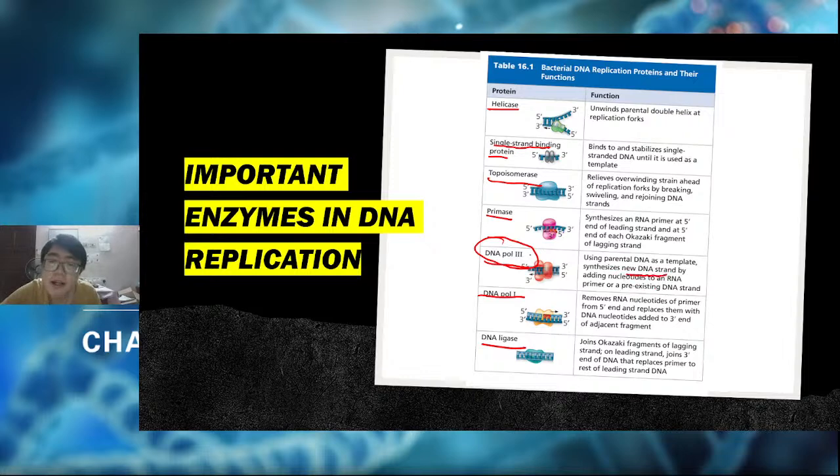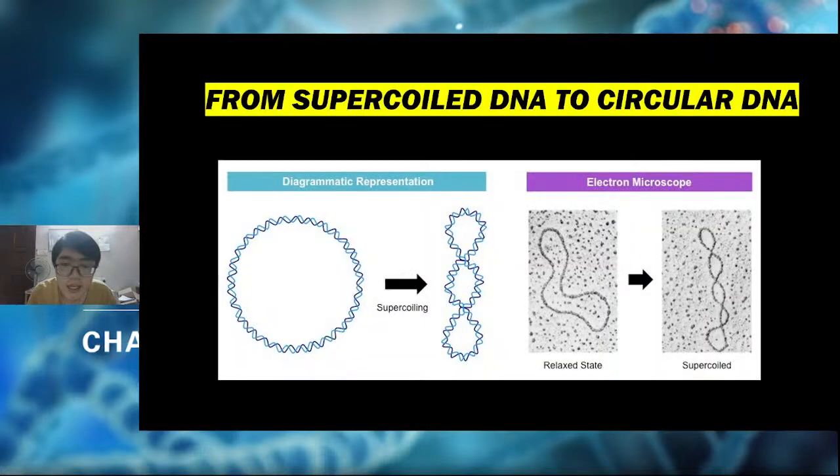Yang paling penting lah. Macam mana dia boleh synthesis kerana ada enzyme ni. This is the major role. Yang lain pun juga penting, tapi the most important enzyme is DNA polymerase 3. Okay, so I will explain one by one.